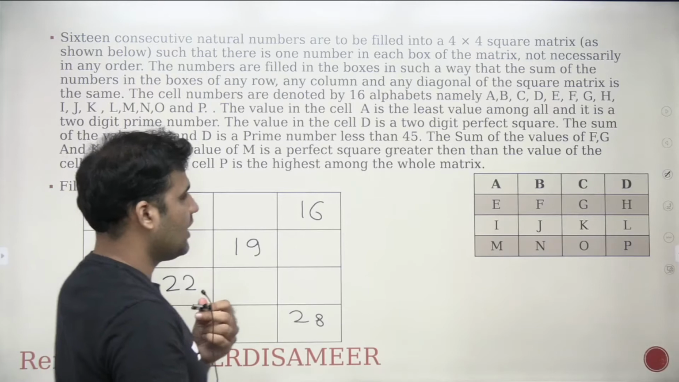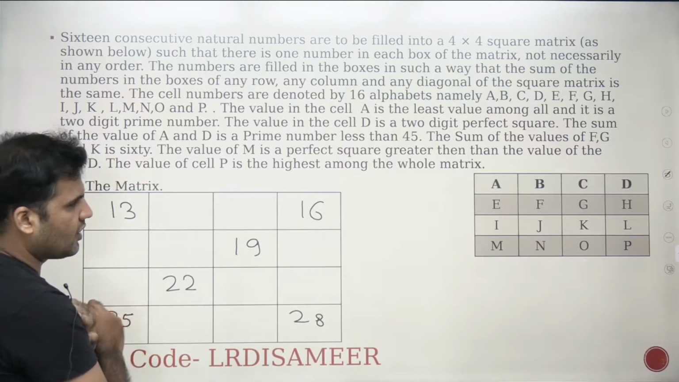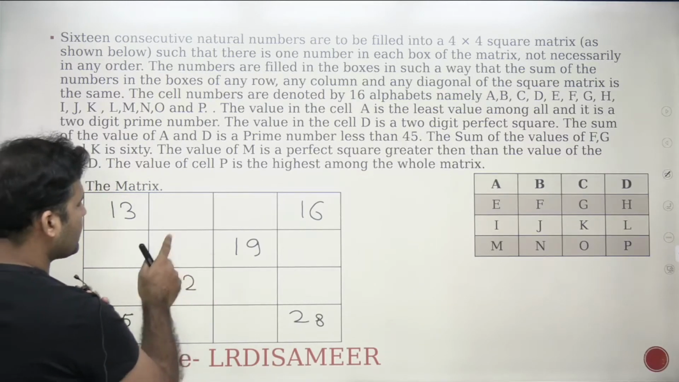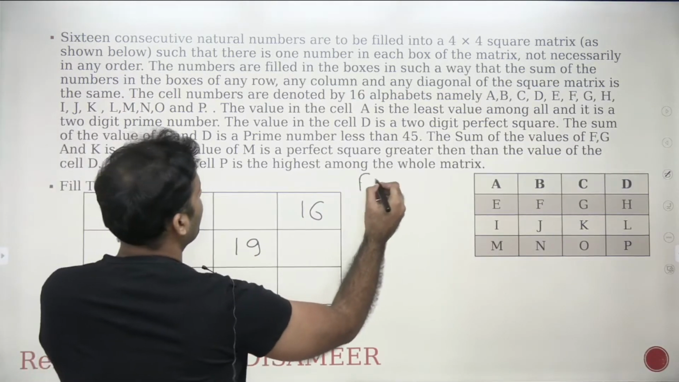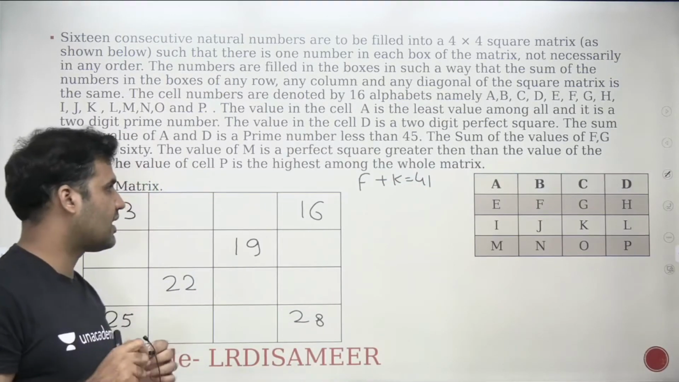Now you see that if I look at these two values, I know that f plus k is equal to 41, and if I have to make the cases, there are multiple cases, right?